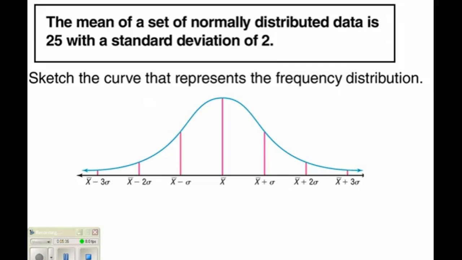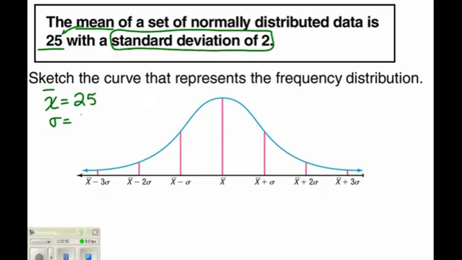The mean of a set of normally distributed data is 25 with a standard deviation of 2. So just giving us some facts here. The mean of a normal set is 25. So we know our mean is 25. The standard deviation is 2. So I'm just going to jot that down over here. The mean was 25 and they told me sigma, or standard deviation, is 2. I'd like you to sketch the normal curve for that. Well, we know our mean. The mean is 25. I'm going to go 1 standard deviation above that. And remember, standard deviation here was calculated to have a value of 2.